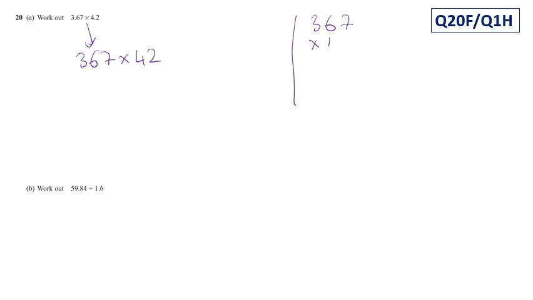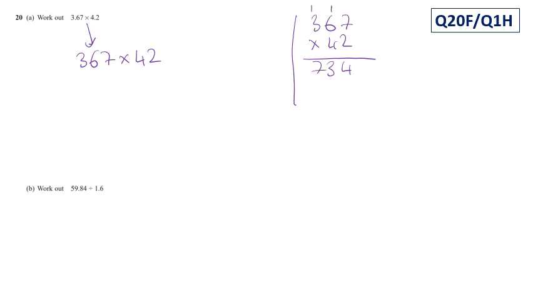367 times 42. 2 times 7 is 14. Write a 4, carry the 1. 2 times 6 is 12. Add the 1, that's 13. Carry the 1. And 2 times 3 is 6. Add the 1, which is 7.